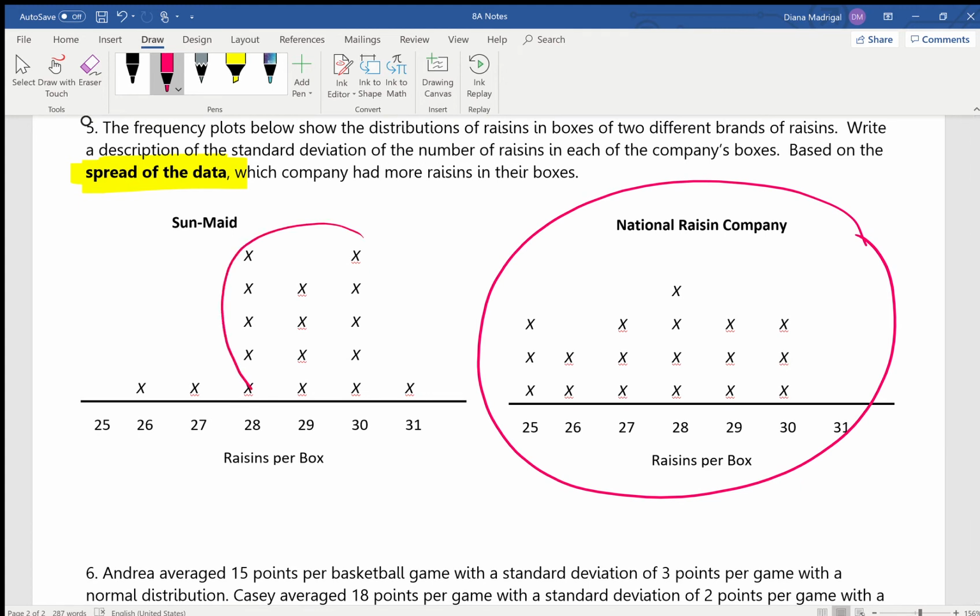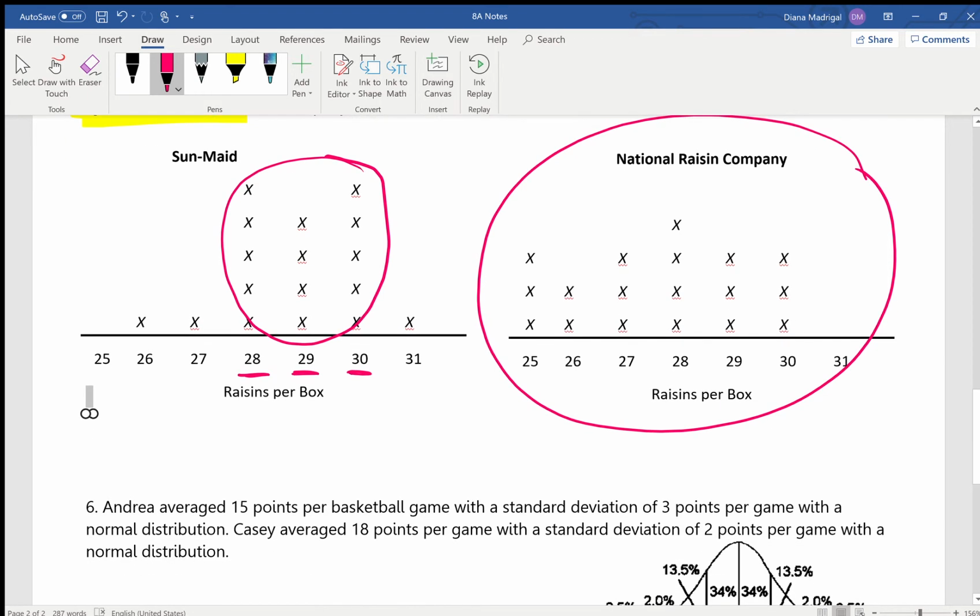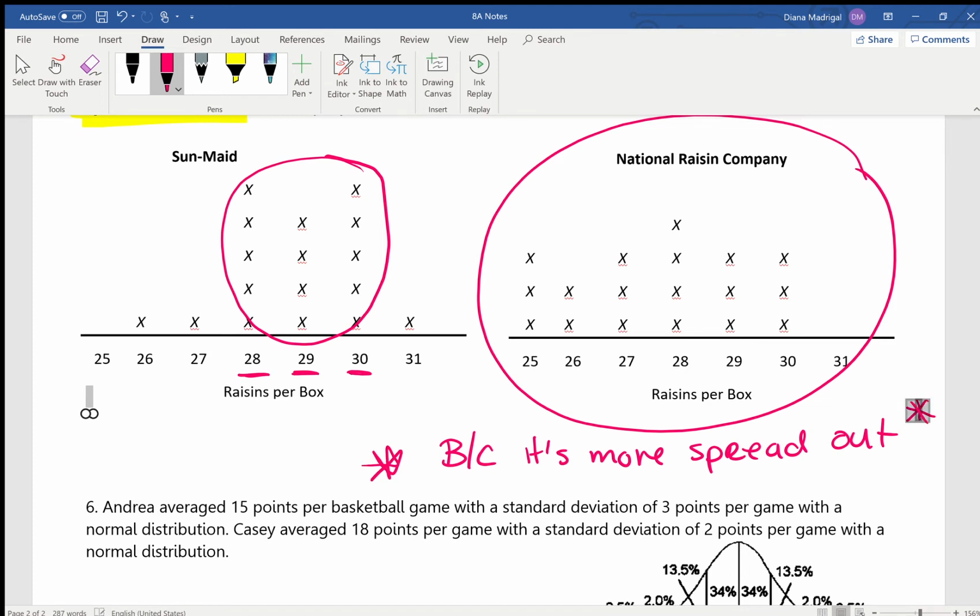So based on this, I know that National Raisin Company is more spread, because for Sun-Maid, all the raisins are right here in this box between 28, 29, 30. It's not spread enough. But National Raisin Company does. So that's my answer, and I just have to explain it: because it's more spread out. You must circle and write me my explanation. So don't forget about that.